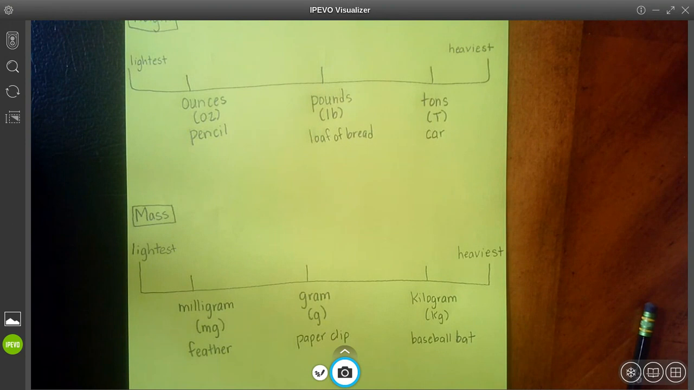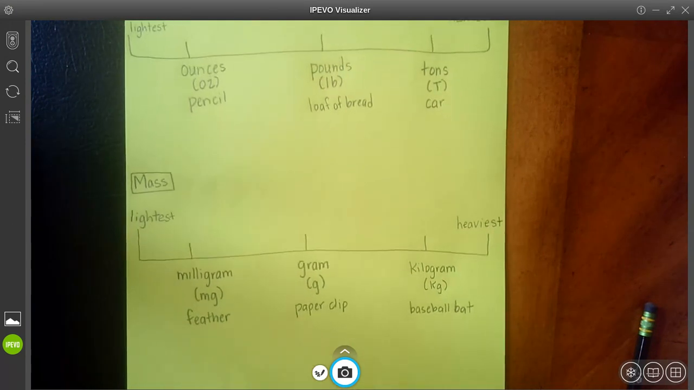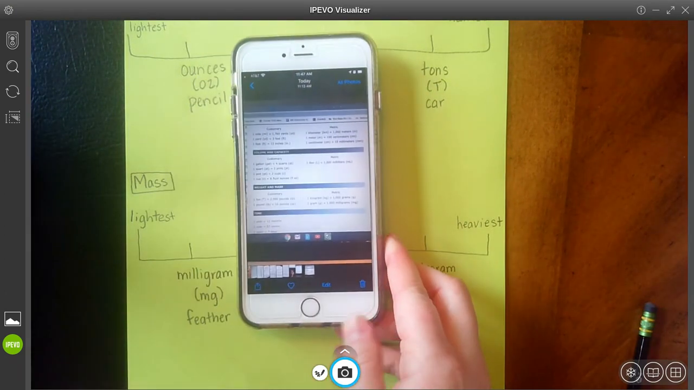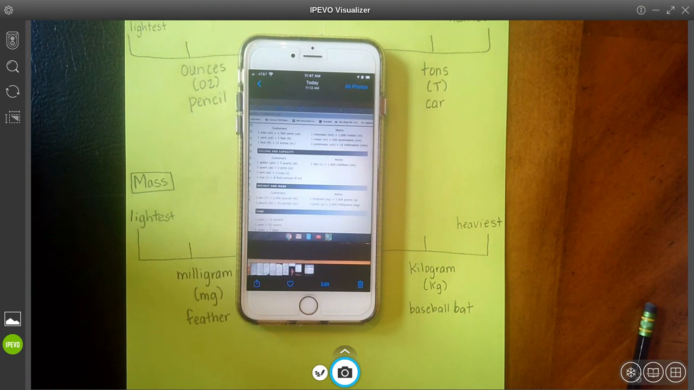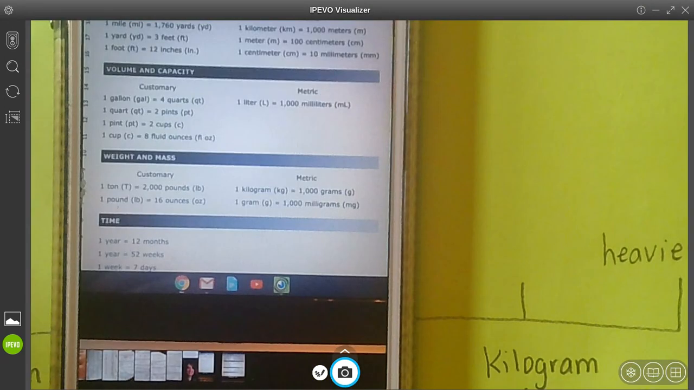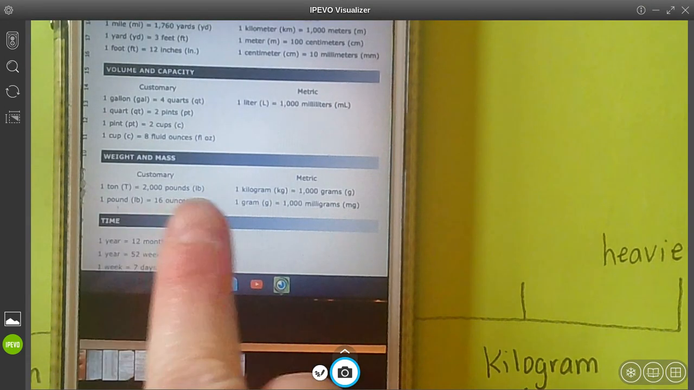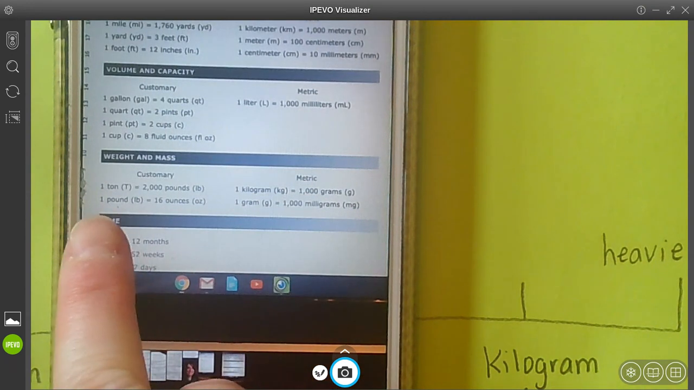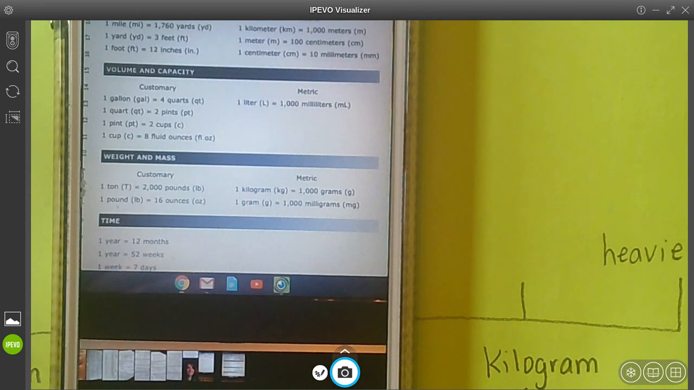Okay. Now, you need your reference sheet, which is attached to the lesson, okay? I took a picture of mine so that I could have it close, okay? So here is my weight and mass. So if I'm going from tons to pounds, that's horse to fly, I would multiply. If I'm going from pound to ounce, well, a pound's large, an ounce is small. So I have a horse to fly, multiply.